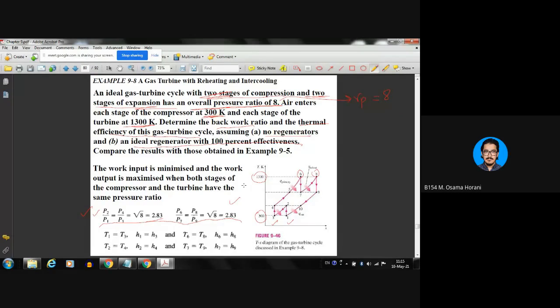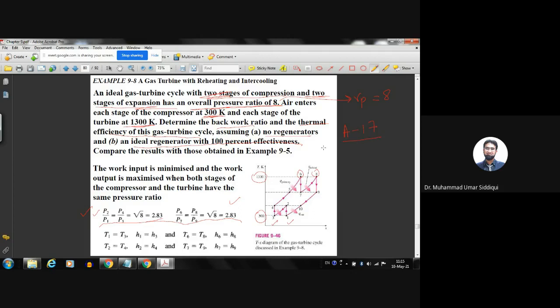Okay, so the next thing is that in the question, since nothing is mentioned, we are going to use the exact analysis. Since it is not mentioned to use the approximate method or constant specific heat or cold air standard assumptions, obviously we're going to use the exact methodology. So that will be table A17 that we will be using.